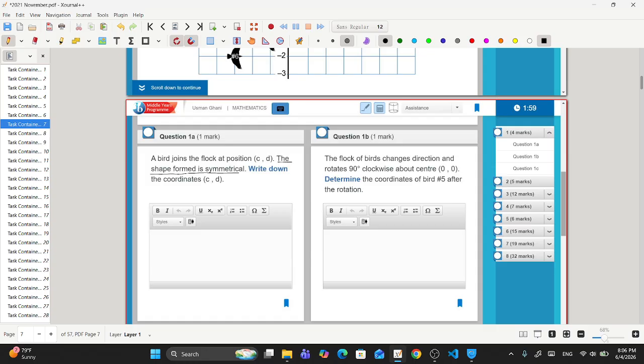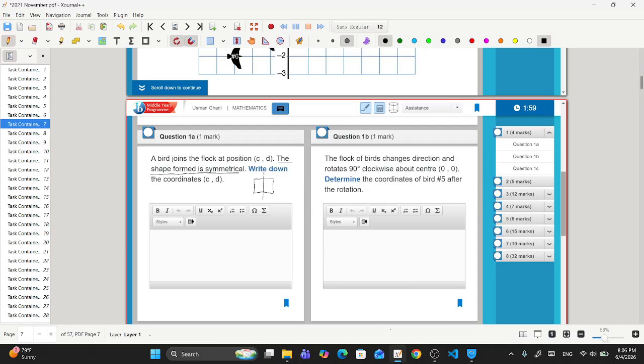Now, what is a symmetrical shape? For those who don't have any idea, a symmetrical shape is a type of shape where, for instance, if I am drawing a square, which looks like this, a square is a symmetrical shape, which means that it can completely overlap with each other if it is divided into two equal portions. So it is going to be a complete overlap.